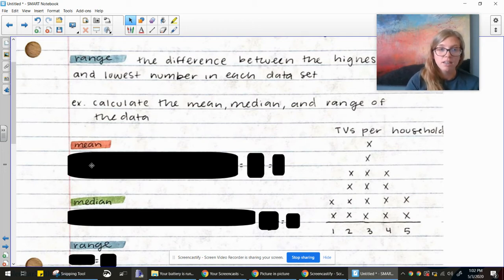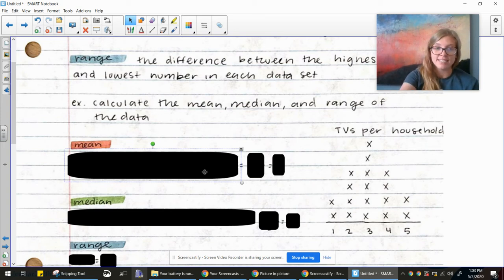Here we have a graph that shows the number of TVs per household. There's 2 households that have 1 TV, 4 households that have 2 TVs, 6 households that have 3 TVs, 4 households that have 4 TVs, and 2 households that have 5 TVs.